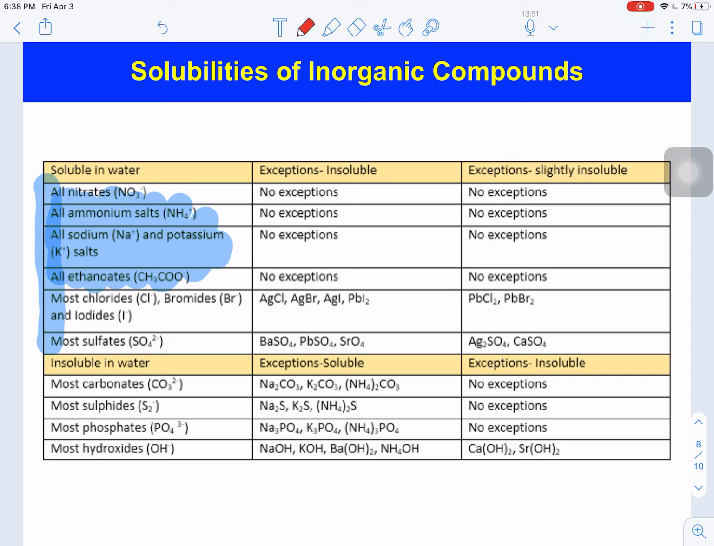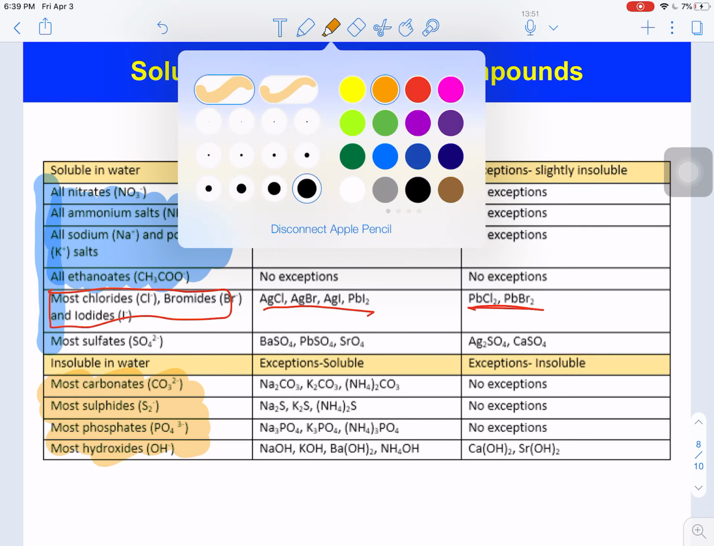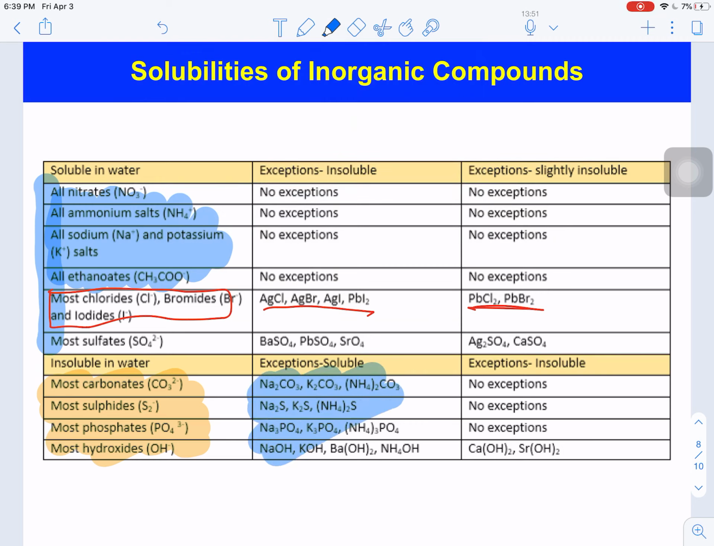However, the chlorides, bromides and iodides, those are usually soluble, but they have exceptions. When they meet silver, which is Ag, and lead, they become insoluble or partially insoluble, and then sulfates are the same thing. They have exceptions. And then the bottom row, I'm shading in right now, these things are all usually insoluble, but vice versa, they have exceptions here that make them soluble.